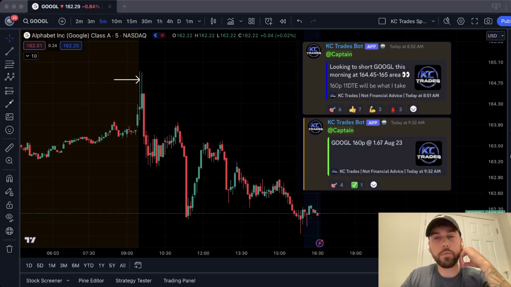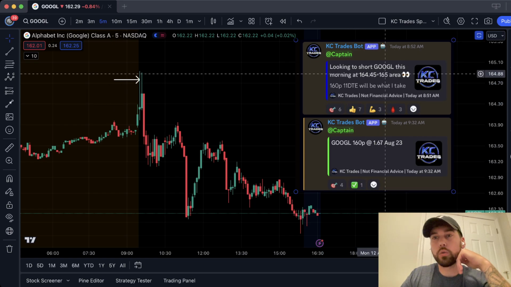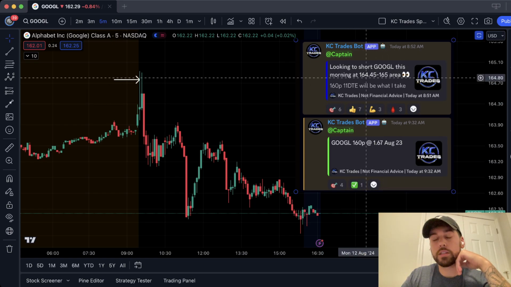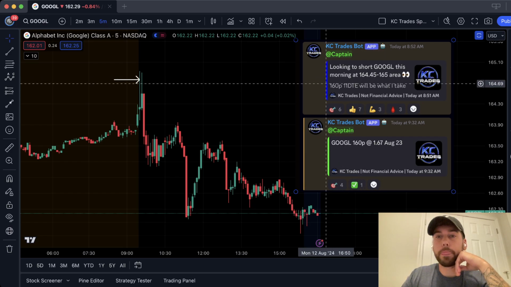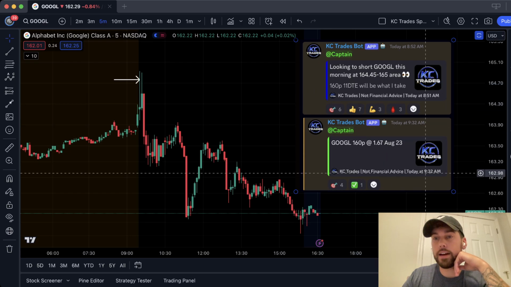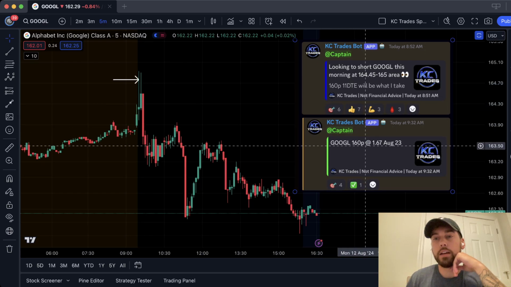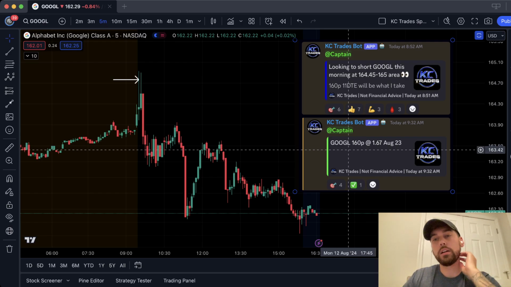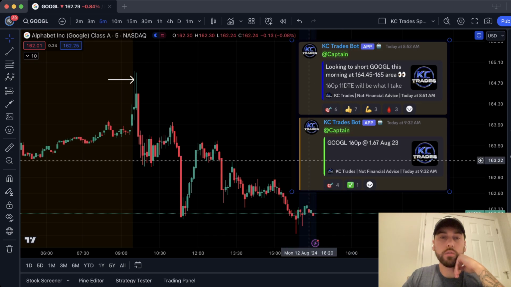Just going to do a quick recap on how I got 40% on Google puts today. So you'll see over here, I said looking to short Google this morning at 164.45 to the 165 area, and I'm looking to take the 160 11 DTEs. I did take at 9:32, 2 minutes into market open, those Google 160 puts, 11 DTEs, and I put rolling profits into August 16 160s as well. I'm catching those for 40%.